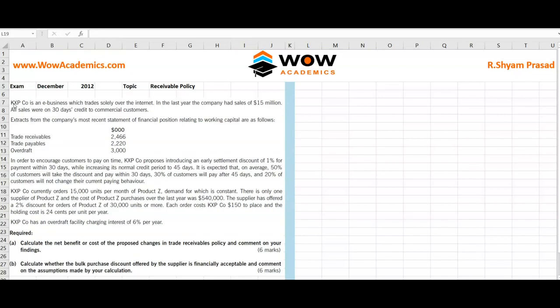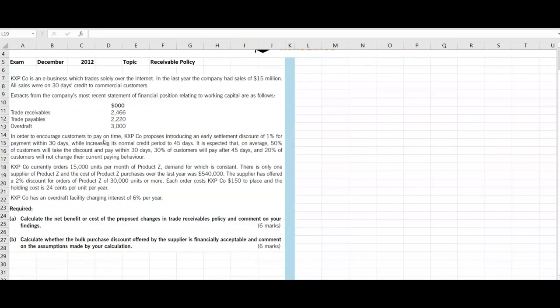So we'll start to work out. So we'll read the question. KXP is an e-business which trades solely over the internet. In the last year, the company had sales of 15 million. All sales were on 30 days credit to commercial customers. Extracts from the company's most recent statement of financial position relating to working capital are as follows. So they have given trade receivables, trade payables, and overdraft. In order to encourage customers to pay on time, KXP proposes introducing an early settlement discount of 1% for payment within 30 days, while increasing its normal credit period to 45 days.